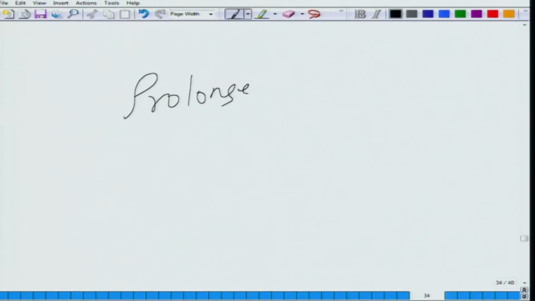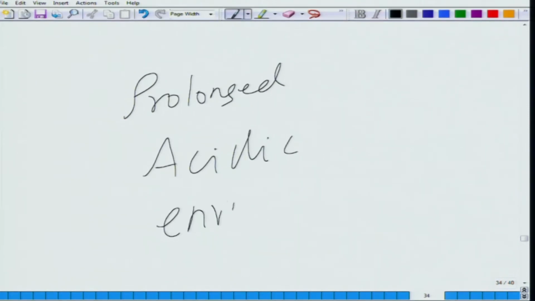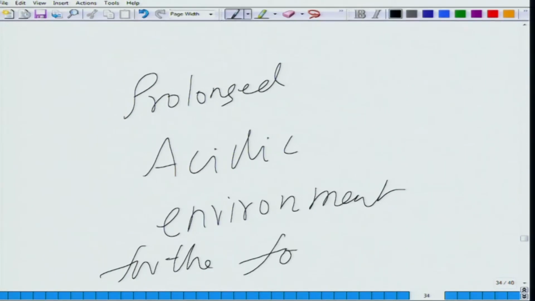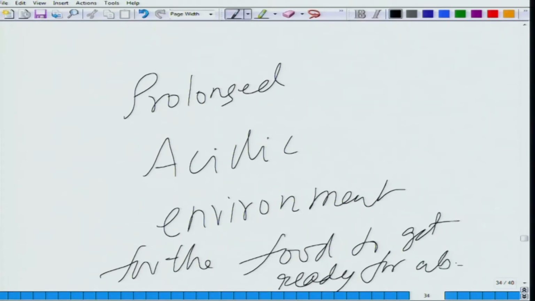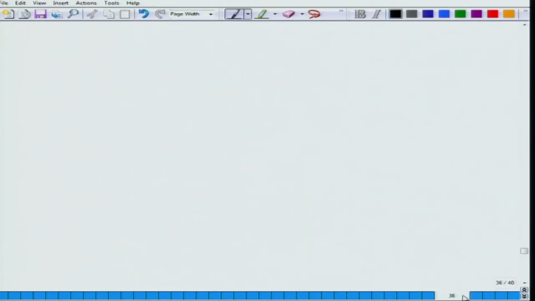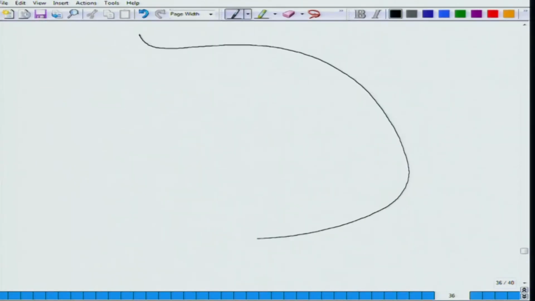prolonged acidic environment for the food to get ready for absorption in the stomach. Okay. This is what it does, and during that phase there are a few other receptors which are getting activated.